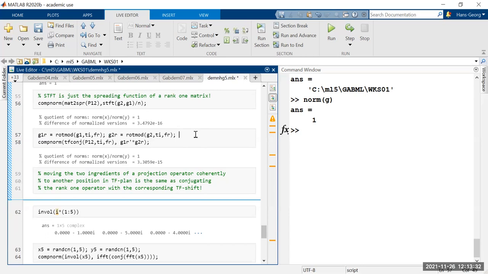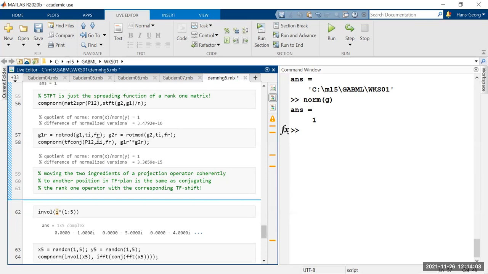And so in the applications to Gabor analysis, the G1 and the G2 will always be the same Gauss atom, and the time frequency parameters will be the points of our Gabor lattice. And then we can say, well, what we are doing when we are projecting on the different atoms is just we conjugate our rank one operator by these time frequency shift matrices.